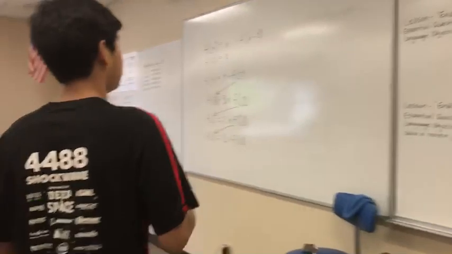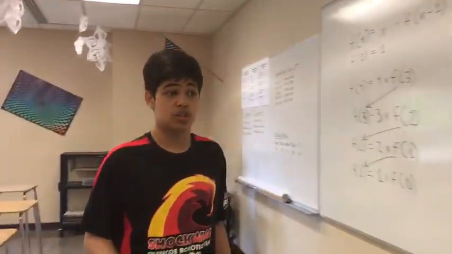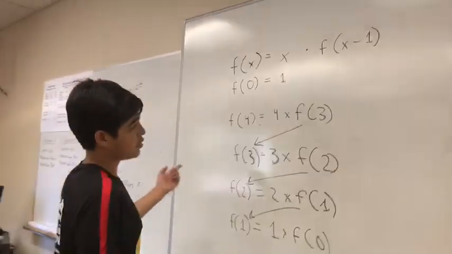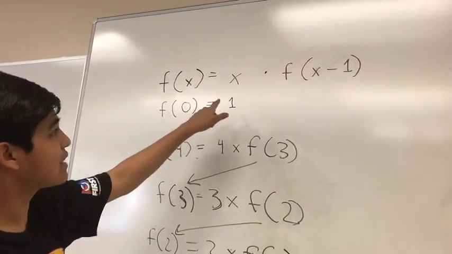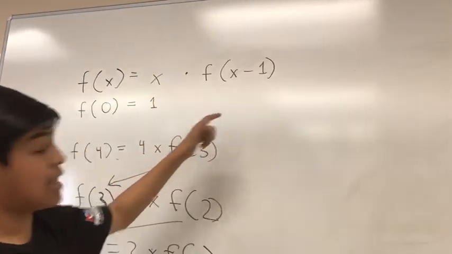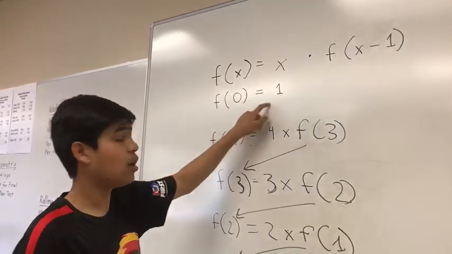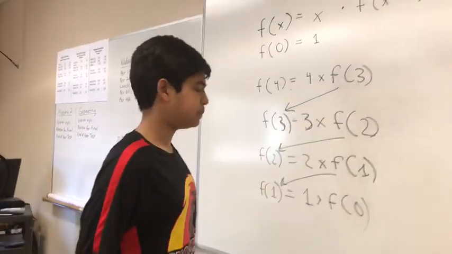Now, let's look at the factorial function to better our understanding of recursive functions. For those of you who know, the factorial function is a number times 1 less than that number times 1 less than that number, and so on. So for example, 4 factorial would be 4 times 3 times 2 times 1, which is 24. The recursive function for that is f(x) = x times f(x - 1). And the base case is f(0) = 1, because 0 factorial is 1.